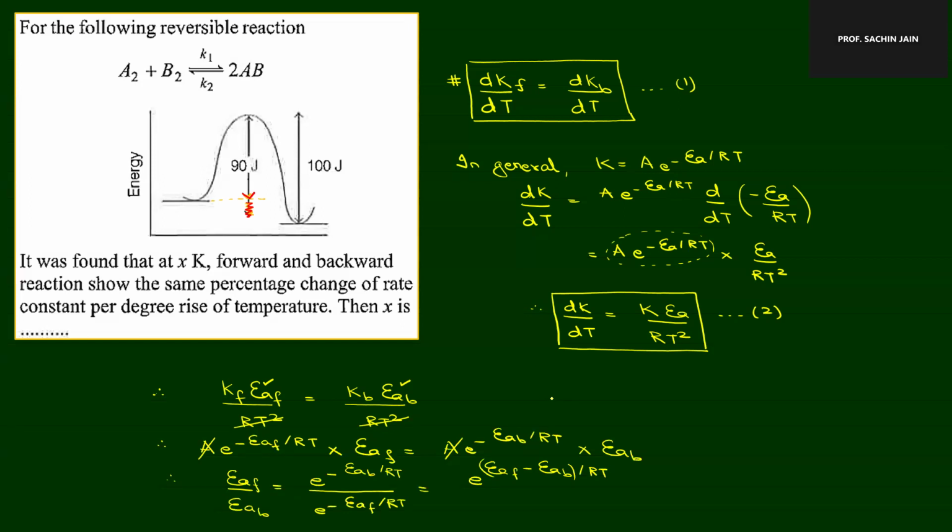समझ गया? Yes, sir. अब let me just substitute the values here quickly. ये forward is how much? 90. That will be 90 by 100 equal to the difference of forward minus backward, which is -10, minus negative 10 by RT. अब only one is unknown, that is temperature. Substitute and we'll get the answer.